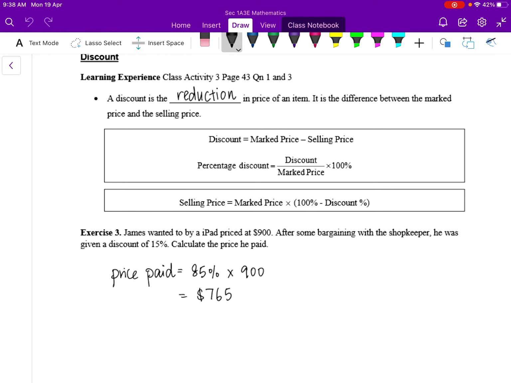Cut all the notes. You will see some very familiar terms. Okay, so discounts is just a reduction in the price.